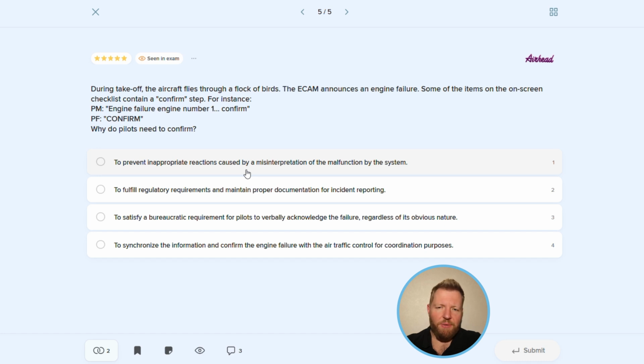I must admit though that the wording of this question and of the answer is not very clear. Since the question talks about ECAM, we know that we are dealing with Airbus aircraft. Now, to clear things up, I want to say that current Airbus SOPs, at least for the A320 that I'm flying, do not require pilots to confirm the failure as such. Pilot monitoring announces the failure from ECAM, for example, engine 2 fail. And pilot flying requests the ECAM actions to be carried out.